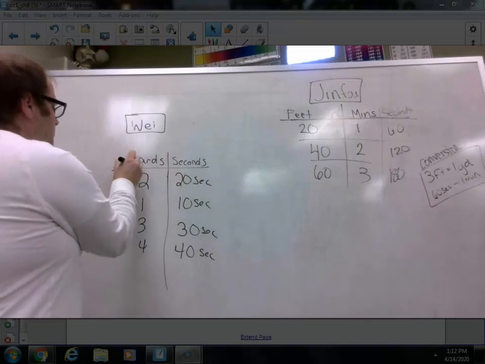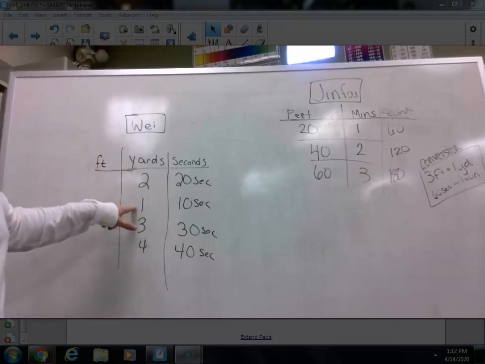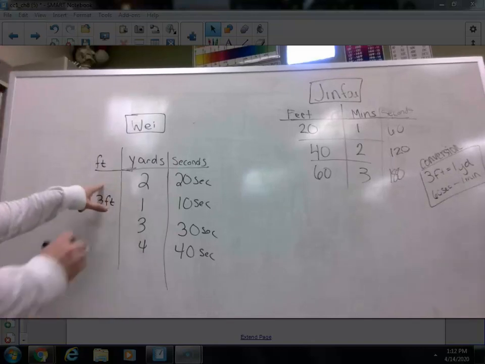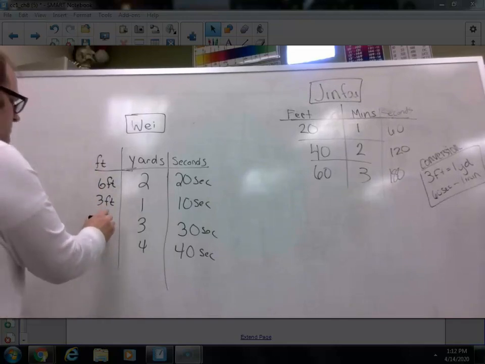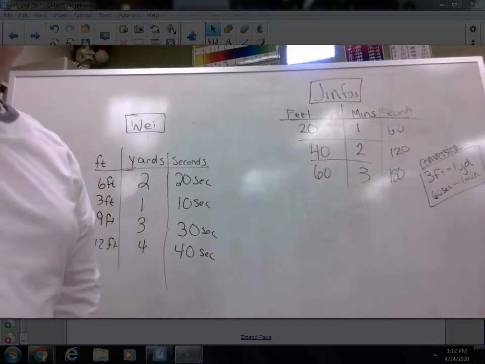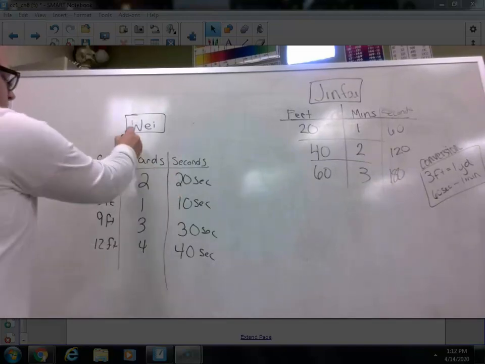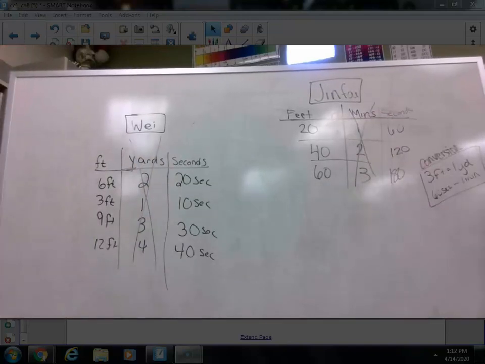So if I make my yards into feet, I know that 1 yard is how many feet? 3. 3 feet. So 2 yards must be 6 feet. 3 yards must be 9 feet. And 4 yards must be 12 feet. So now, for Wei, I can compare feet and seconds and ignore this column right here. And for Miss Lanza, for GenFi, we can compare feet and seconds as well. So now we're comparing the exact same units.